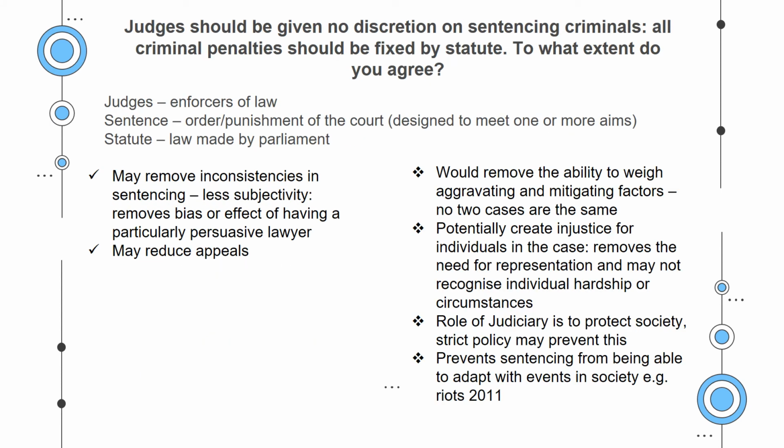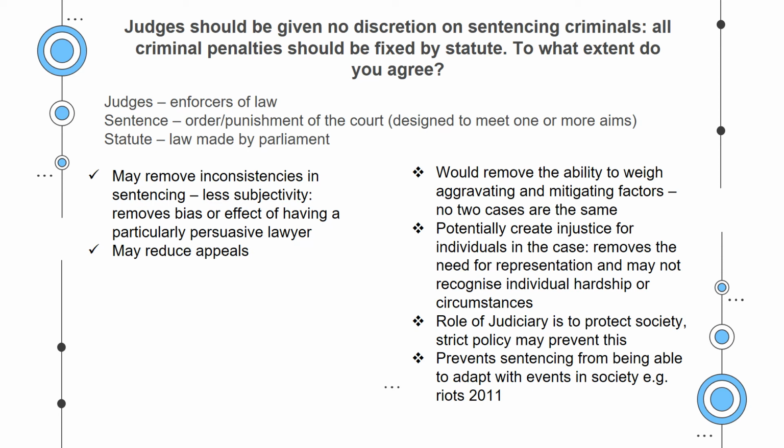Okay, judges should be given no discretion on sentencing criminals. All criminal penalties should be fixed by statute. To what extent do you agree? So again, just to open, I'm saying what judges are, in my opinion, what a sentence is, and what statute is. Clearly, I'm saying no. So I'm saying if they had no discretion, then it would remove the ability to weigh aggravating and mitigating features. No two cases are the same, so we need to make sure that we can be flexible with our sentencing.